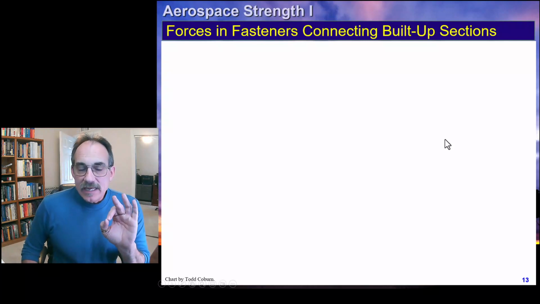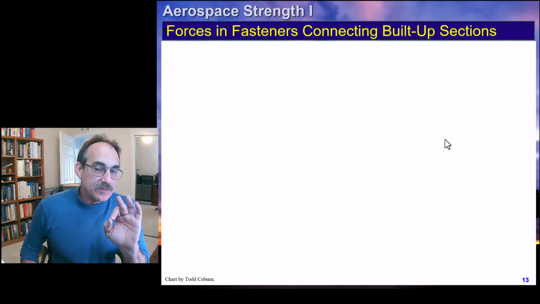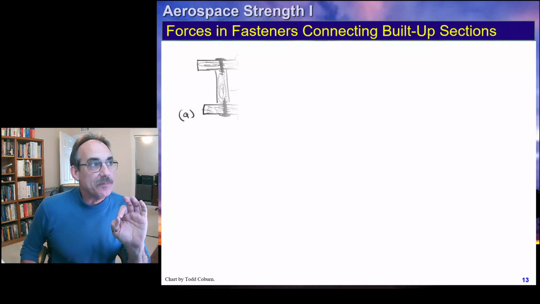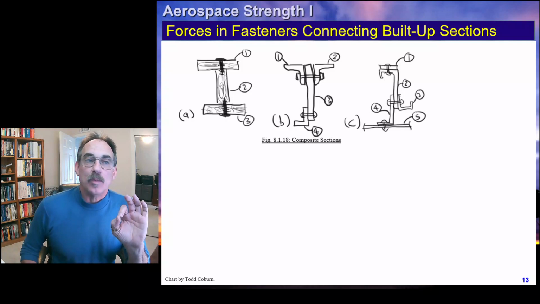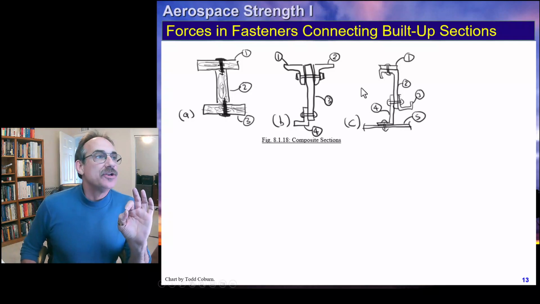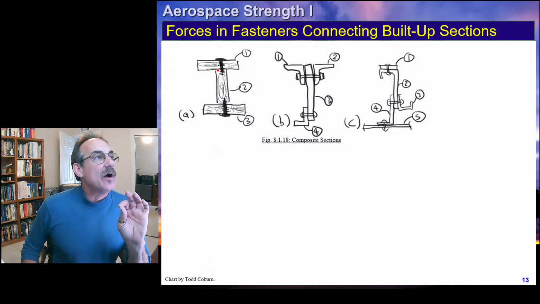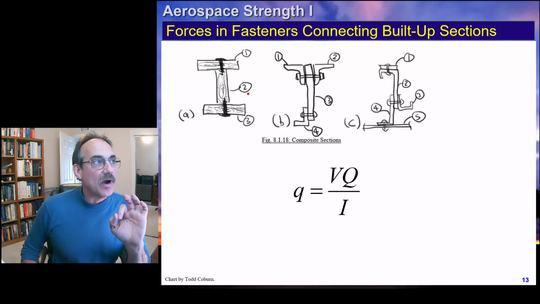So our next idea then, having those concepts, is to understand how forces develop in fasteners at built-up sections. Now when we do that, the key is to cut our member. For example, if we want the shear force in this upper nail, we're going to use the shear flow equation to evaluate this. This is our equation, VQ over I.